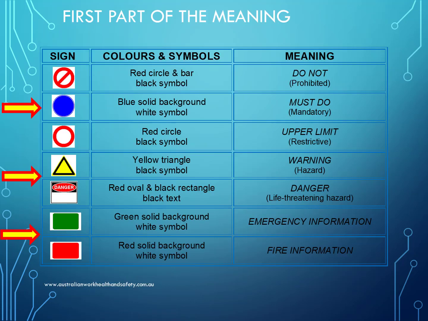Safety signs have two parts to their meaning. The first part of the meaning is given by a combination of colour, shape and design. The second part of the meaning is given by a symbol or text in the middle.